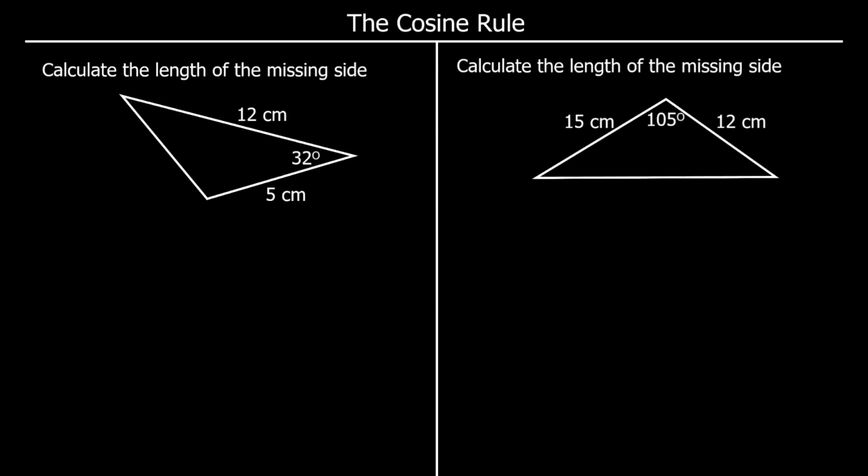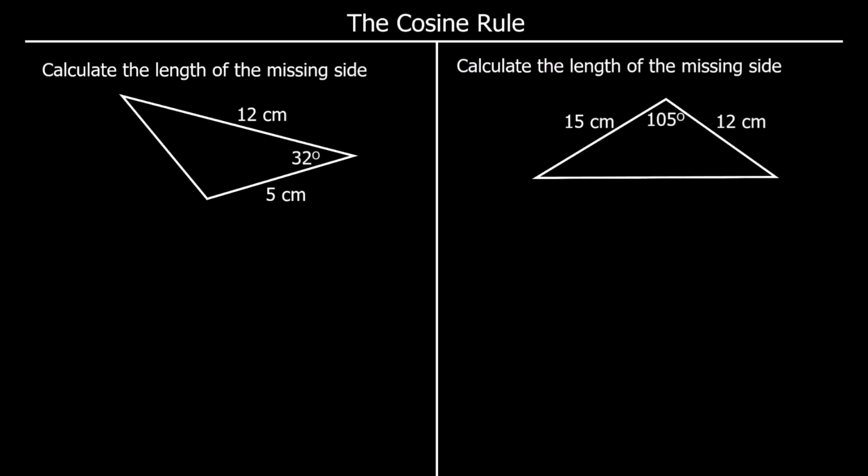We can use the cosine rule to find a missing length when we know two sides and the angle between those two sides, or we can find a missing angle when we know all three lengths. This first question: calculate the length of the missing side.